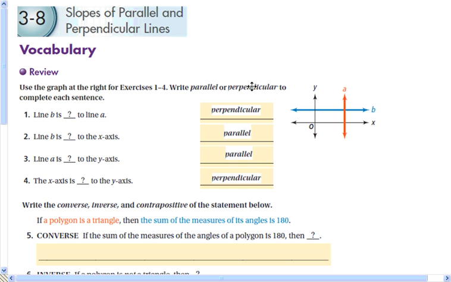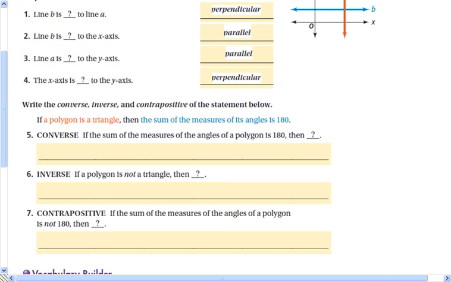The converse: if the sum of the measures of the angles of the polygon is 180, then the polygon is a triangle. The inverse: if the polygon is not a triangle, then the sum of the angles is not equal to 180. And the contrapositive: if the sum of the measures of the angles of the polygon is not 180, then the polygon is not a triangle.